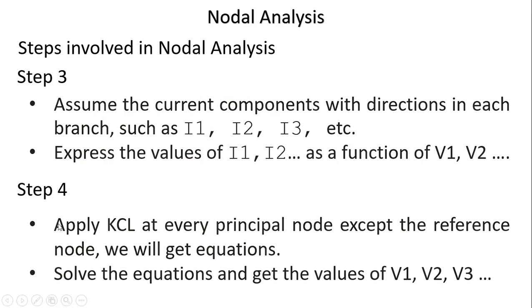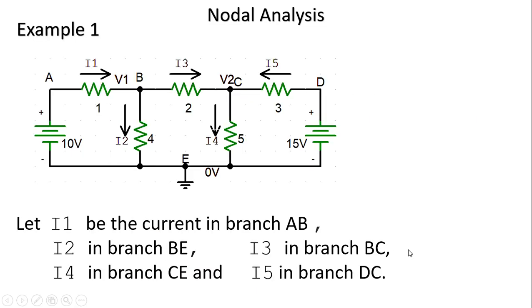Step 4, we are going to apply KCL at every principal node except the reference node. Then we get equations as functions of V1, V2, V3 and so on. We solve them and we get the values of V1, V2, V3 and so on. So using those voltages, you can find the remaining parameters of the network. Okay, so take this example. In this, there are two voltage sources.